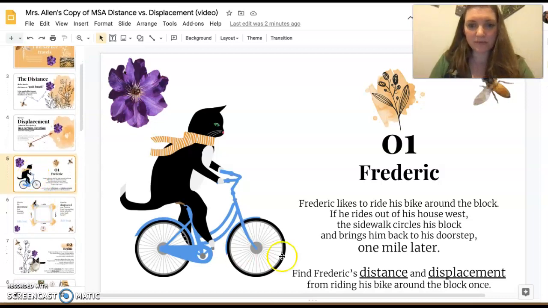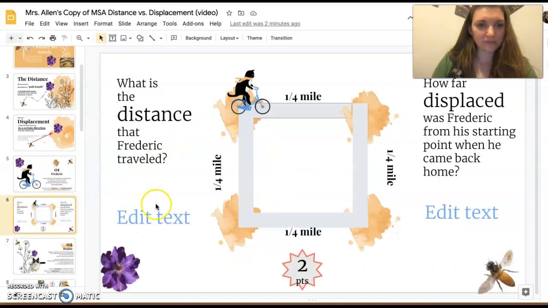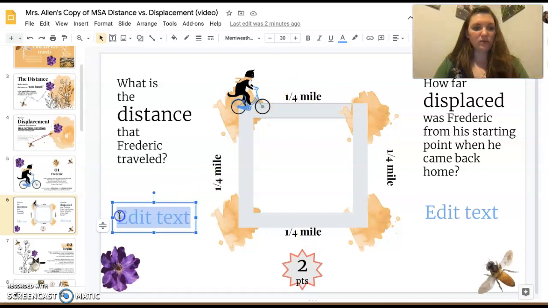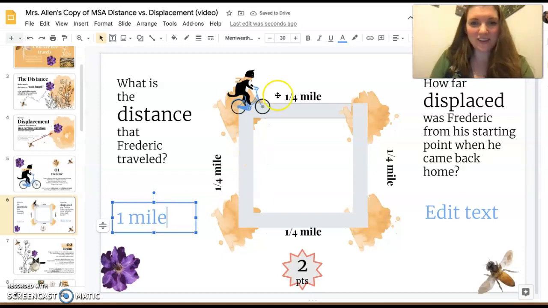So here's our first problem. Here's Frederick. He's going to ride his bike around the block. If he rides out of his house west, the sidewalk circles his block and brings him back to his doorstep 1 mile later. So we're going to find his distance and his displacement from riding his bike around the block once. The distance Frederick traveled is 1/4 mile plus 1/4 mile plus 1/4 mile plus 1/4 mile, so equals 1 mile.